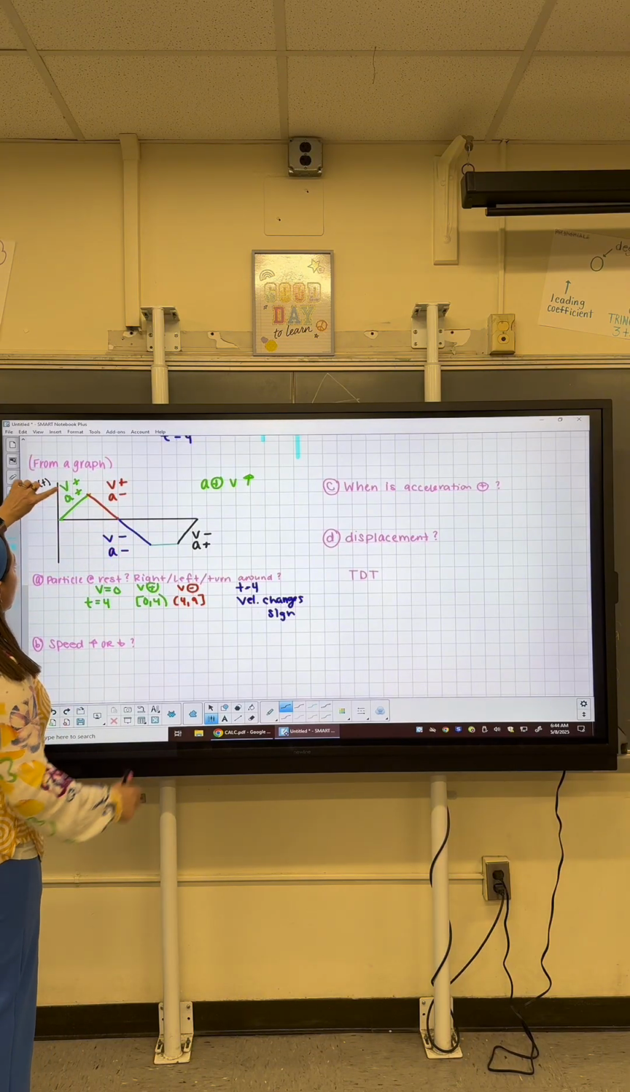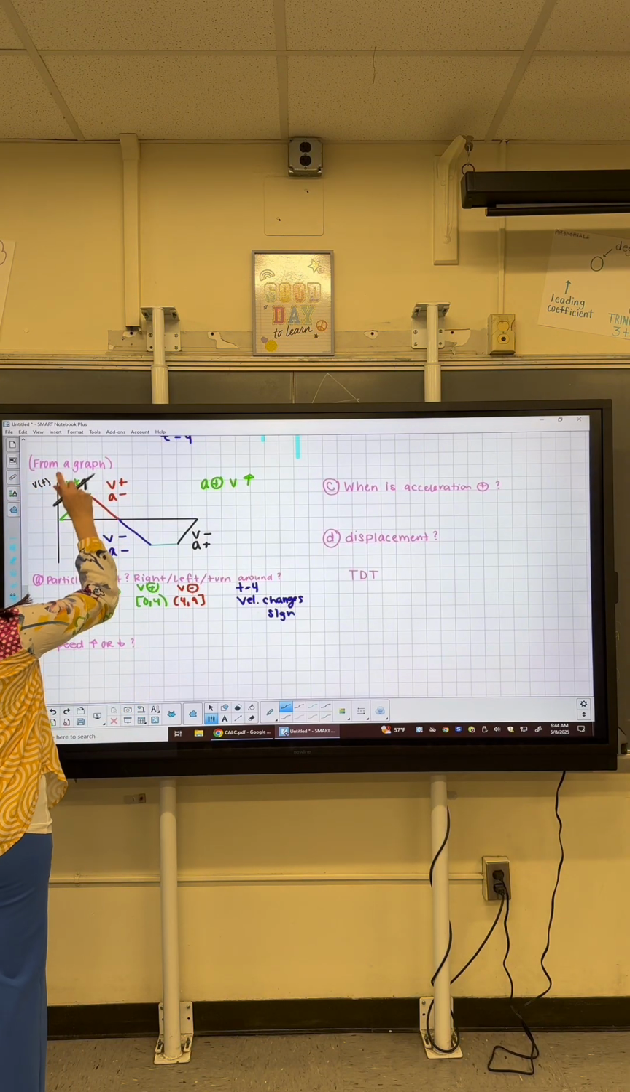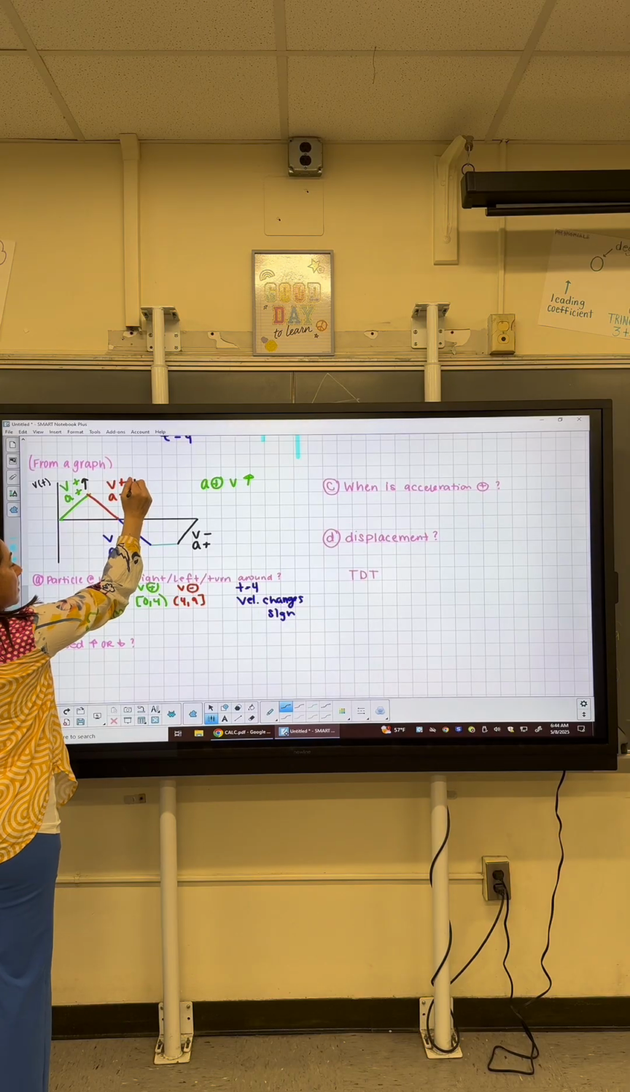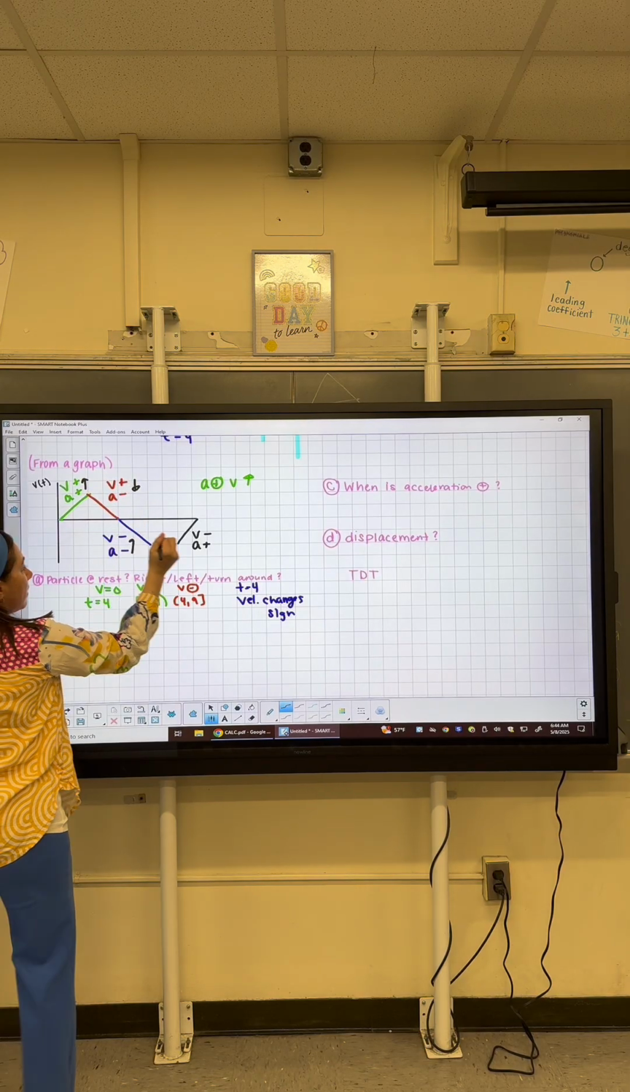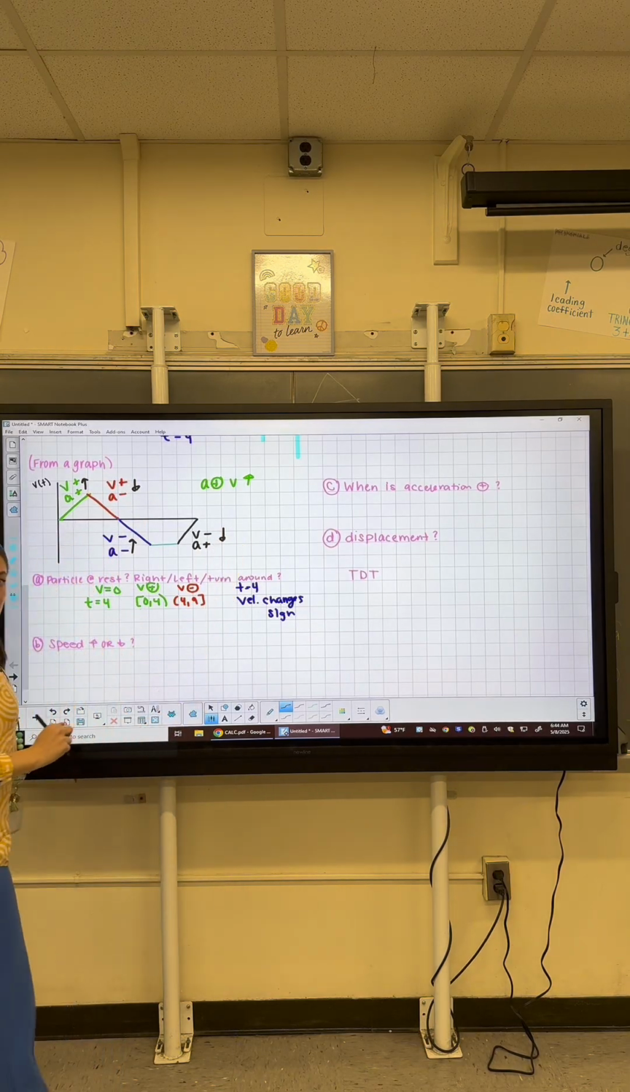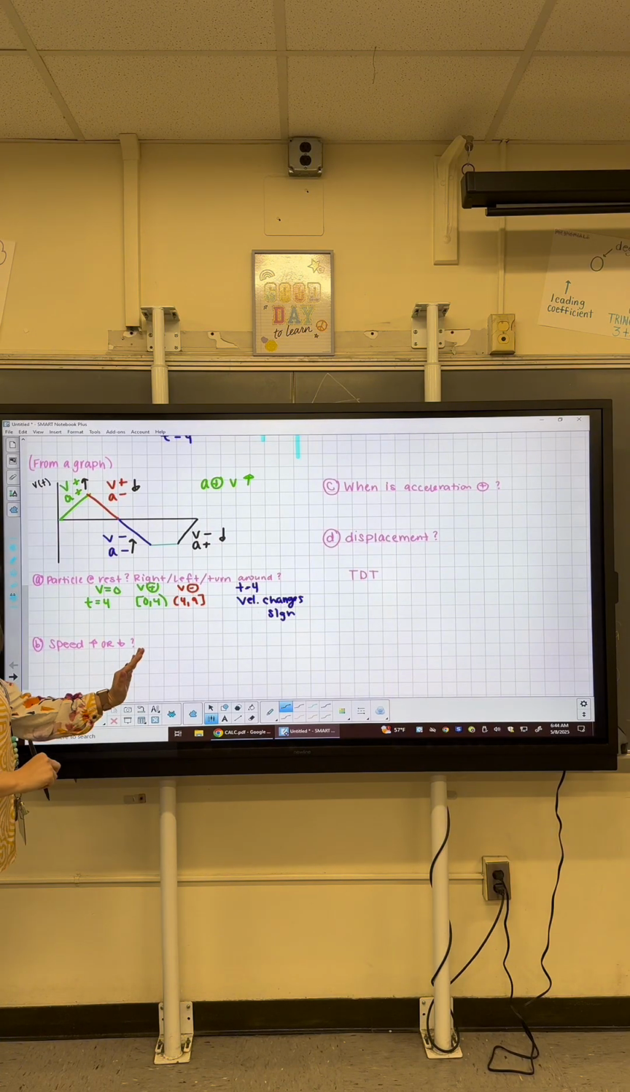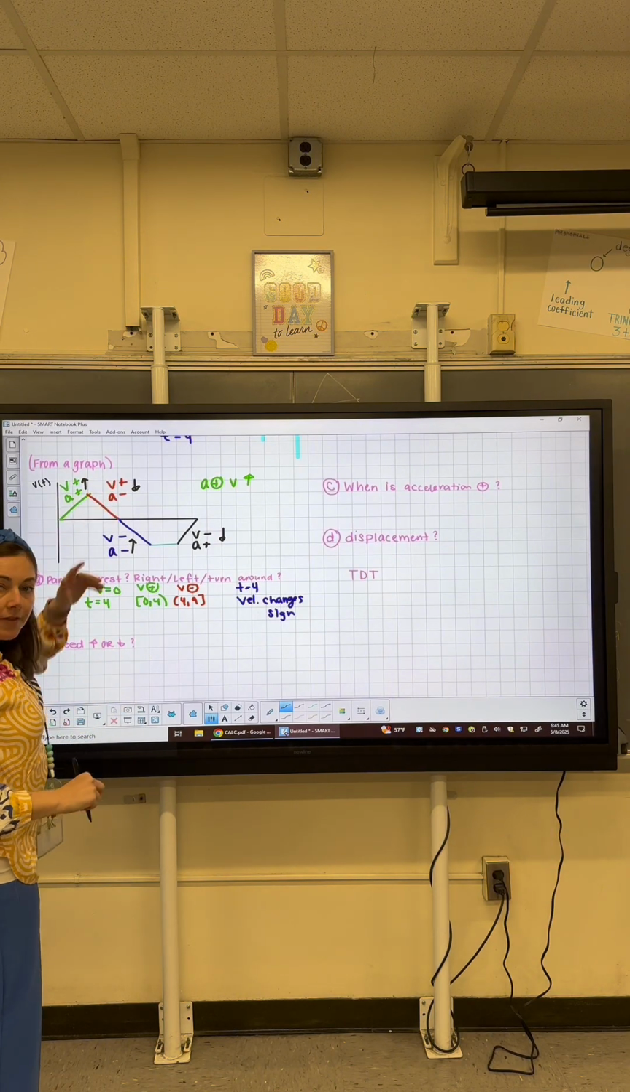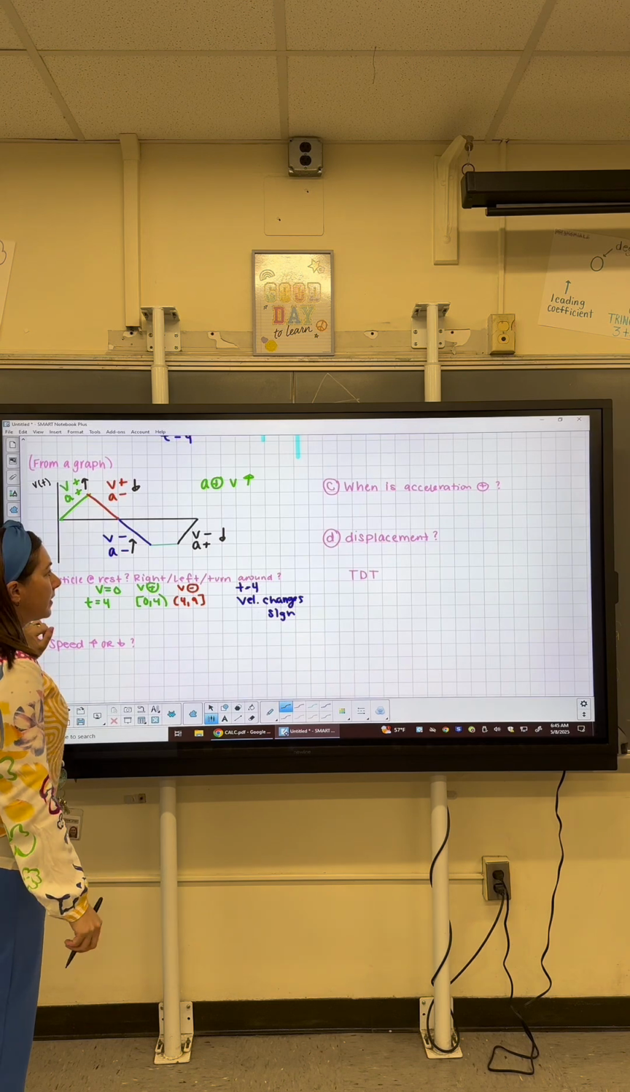So in this section right here, speed's increasing because they're the same sign. Speed's decreasing here, increasing here, then decreasing there. Okay? So you can break that out into the intervals in letter B. I just wrote it on the graph to save some time right now.